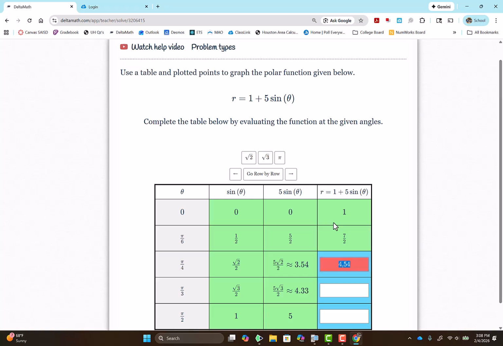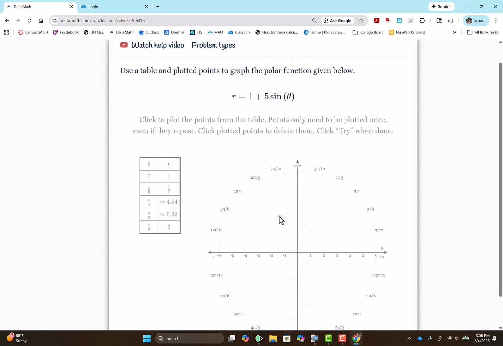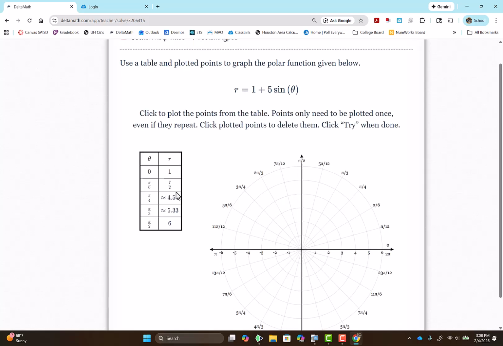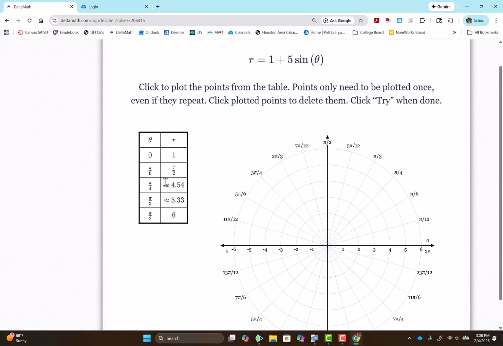4.54. Oh, put a comma instead of a decimal. 5.33 and 6. Okay, there it is. I'm just plotting. Now I'm good because I don't have any zeros. That's when you mess up right there. 0, 1. So look, I'm at 0. I'm at 1. So here it is. 0, 1 point. Next one, pi over 6, comma, what's this? 2, 4, 6, 3.5. So pi over 6, 3.5. 1, 2, 3, 3.5. I know, we're almost done, guys.